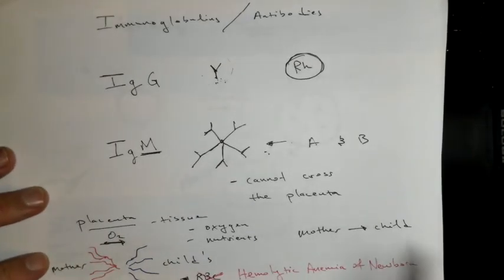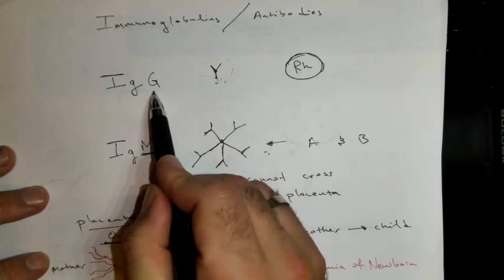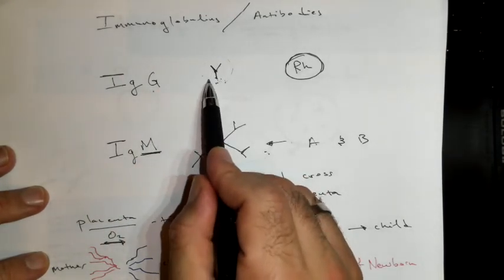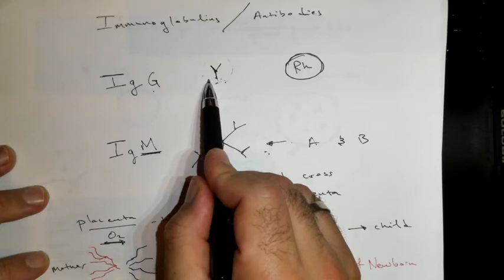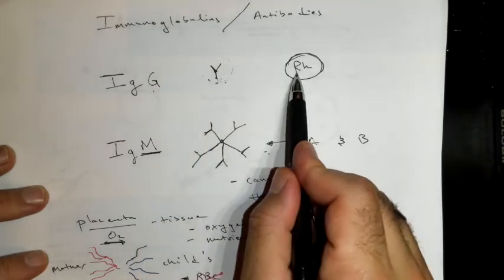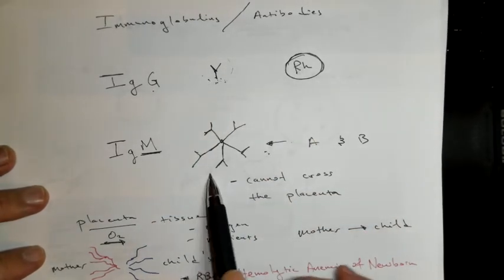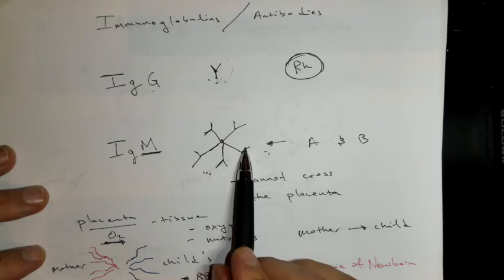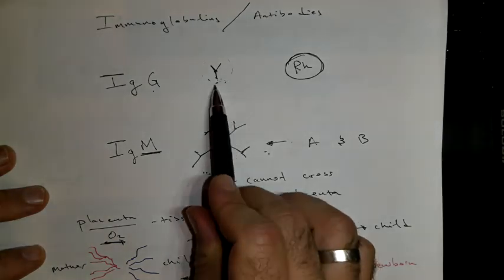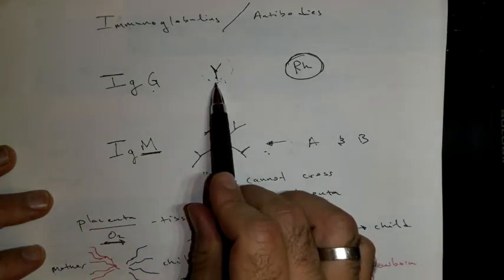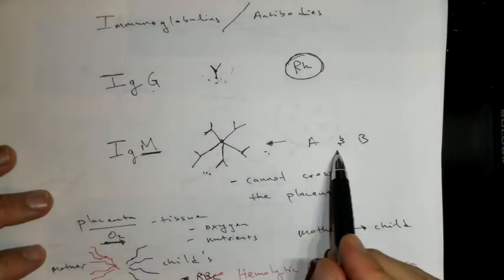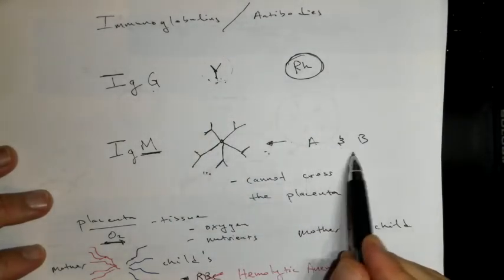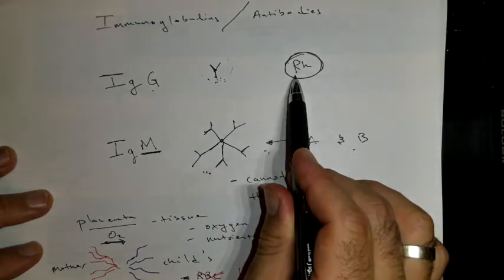The second thing to remember is that we do have these different immunoglobulins. And we've got the IgGs, which are small enough to cross the placenta, and that's the Rh. And then we've got the IgMs, which are not able to cross the placenta because they have these 5 branches, which make them 5 times as large as the IgGs. So when it comes to hemolytic disease of newborn, we do not worry about the A's and the B's, but we do worry about the Rh.